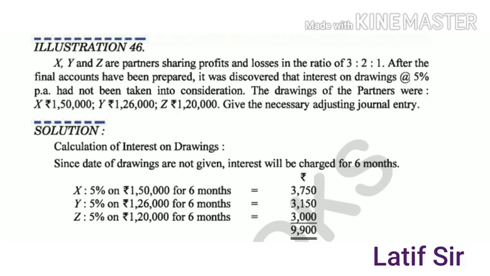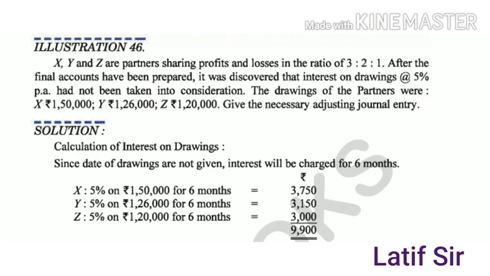In this question you can find that there are three partners and the profit sharing ratio is 3:2:1. After the final account has been prepared, it was discovered that interest on drawings at the rate of 5% per annum has not been taken into consideration. The drawings for the partners were X 1,50,000, Y 1,26,000 and Z 1,20,000. Give the necessary adjustment entry. So you can see that again a mistake has been done.